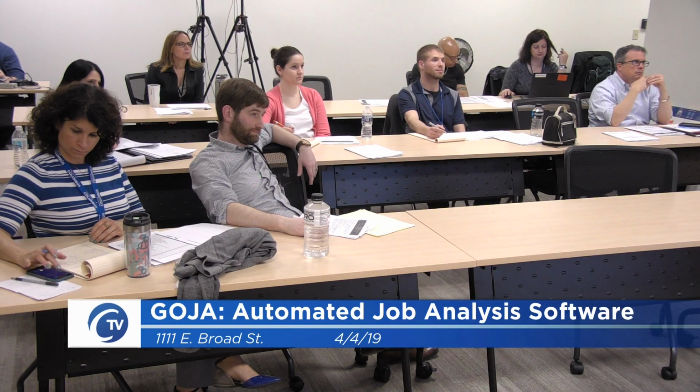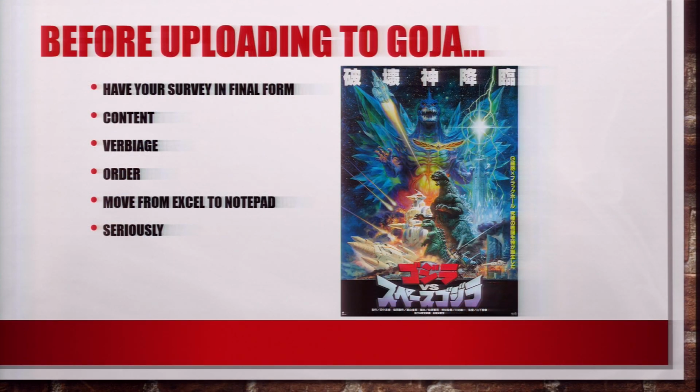So before uploading to GOJA, make sure you have your survey in its final form. This includes content, the specific verbiage you want, and the order they are placed in. Once it's in GOJA, it's very difficult to change the order, so get that all hashed out ahead of time. Then you move it from Excel to a notepad, and you're pretty much done. Seriously.